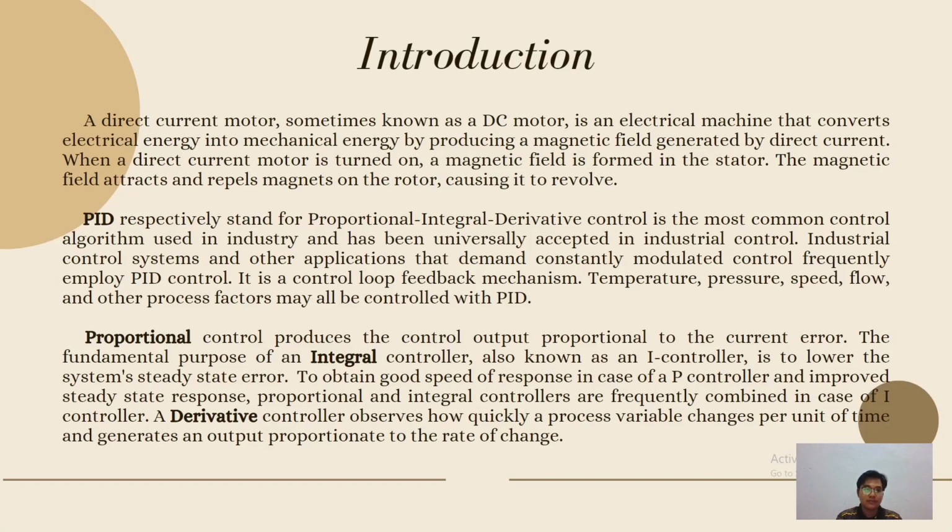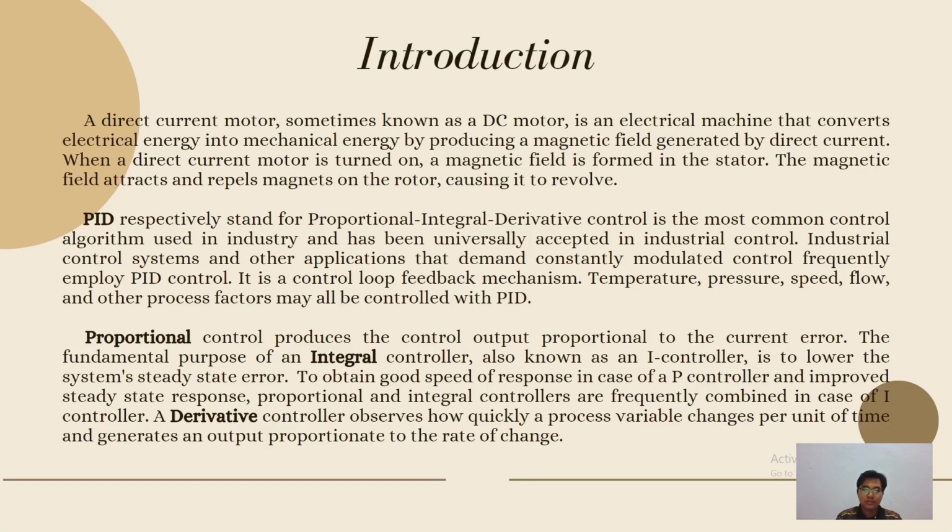PID, which stands for proportional integral derivative control, is the most common control algorithm used in industry and has been universally accepted in industrial control. Industrial control systems and other applications that demand constantly modulated control frequently employ PID control. It is a control loop feedback mechanism. Temperature, pressure, speed, flow, and other process factors may all be controlled with PID.